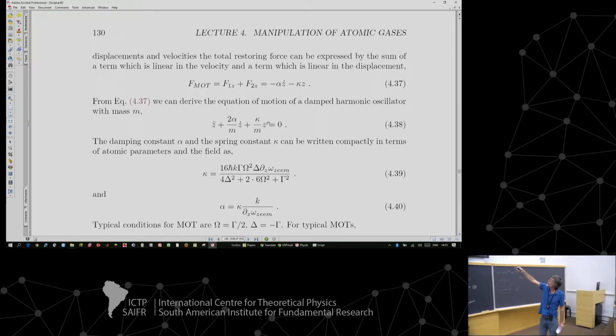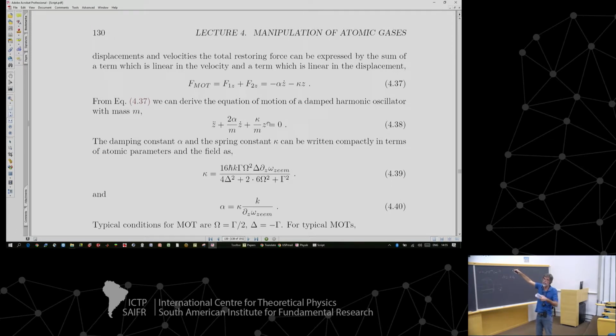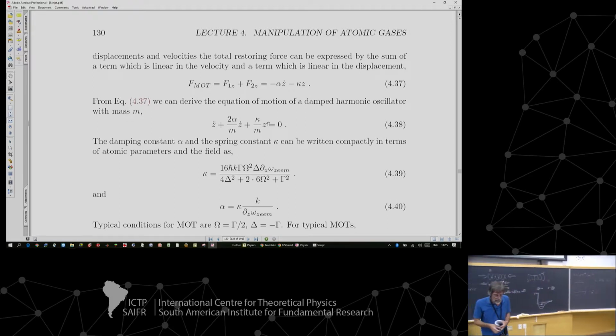Alpha is still my friction coefficient, but now I have additionally a term which is a repelling force here, which is proportional to the distance. And this is the equation of a harmonic oscillator. Now you can reshape it as a damped harmonic oscillator. The damping corresponds to cooling, but the harmonic oscillator is also a trapped system, so this is what traps the atoms. And you can then derive and calculate the friction and the spring constant of your harmonic oscillator.